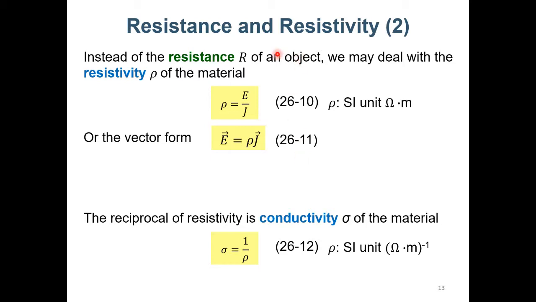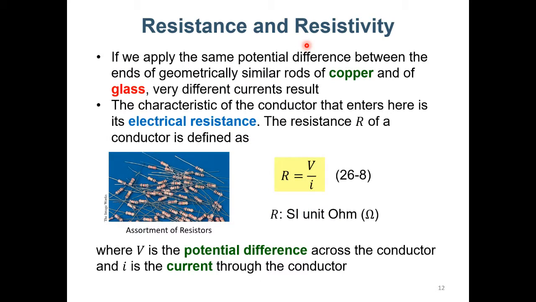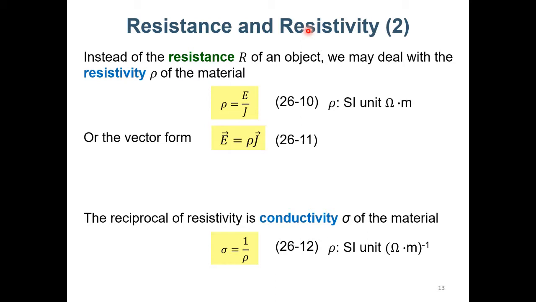So for this one, we also define the resistivity. The difference between resistance and resistivity is that the resistance is not only related to the material itself, but also the geometry. However, the resistivity only relates to the material itself. It doesn't care about the geometry of the conductor or the device. So in this case, we can write rho equals the electric field divided by the current density, or in vector form, E equals rho J.